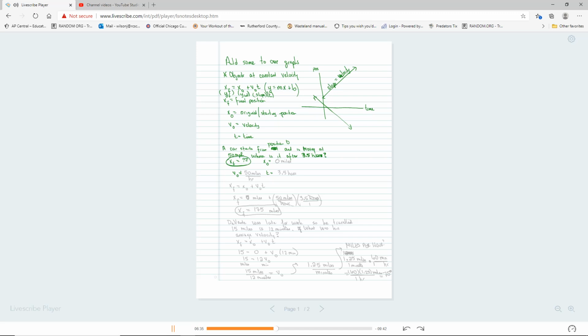What's our original position? Well, 0 miles is my original position. My velocity is 50 miles per hour, and my time is 3.5 hours. So now I'm going to fill all that in where it goes.